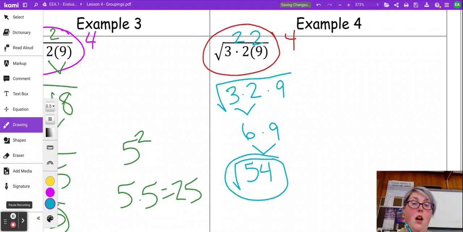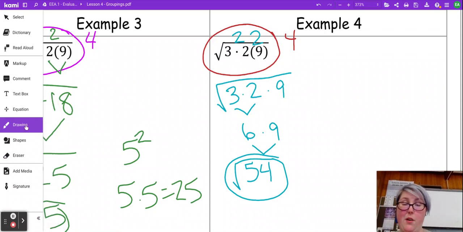Now, I am not always going to require you to figure out the number, because the square root of 54 is not a whole number. If you do know it on your calculator, if you figure out how to find the square root, come and tell me. I have a reward for you.